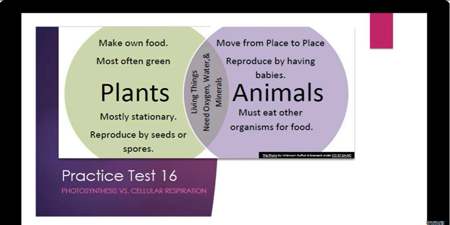These examples show that photosynthesis and respiration are complementary. Together, they recycle gases and sustain life.